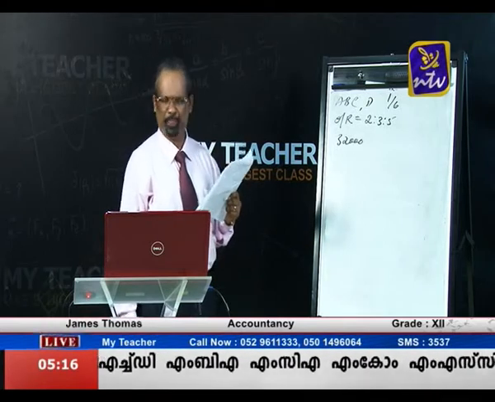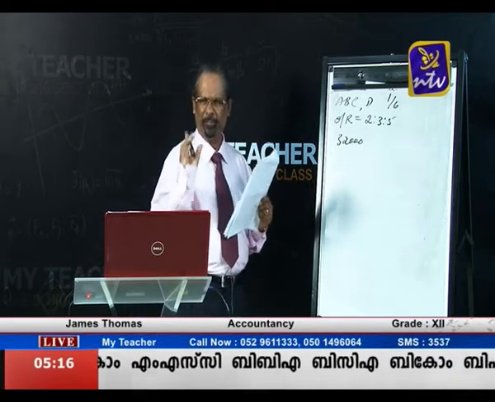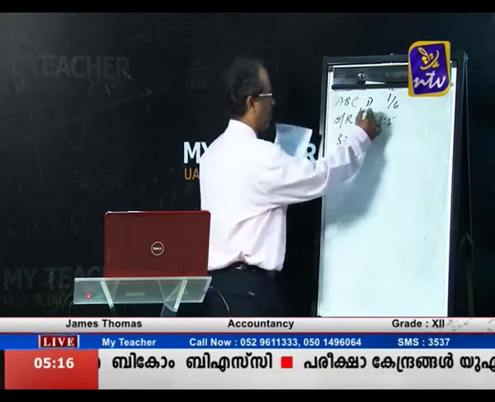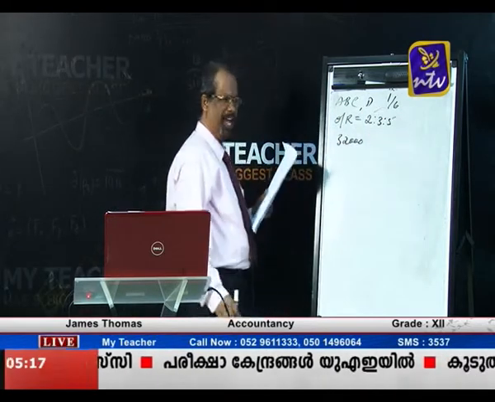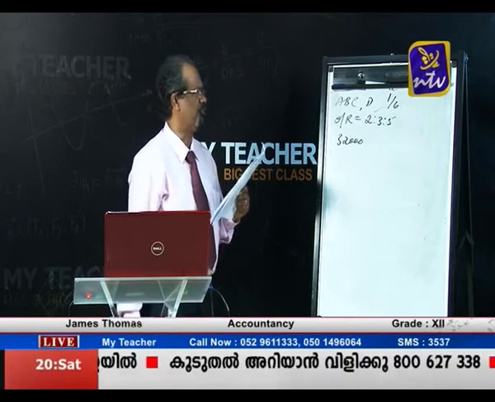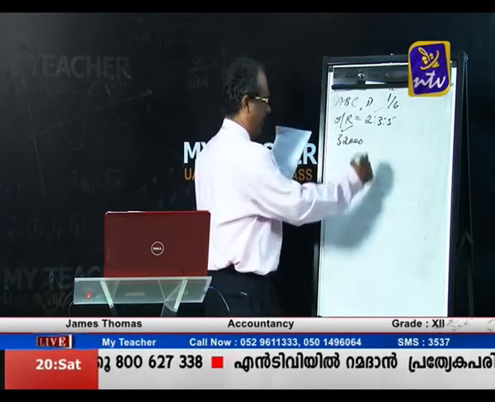So once again I will repeat this question. In brief, I am giving the points. A, B, C are partners. Their old ratio is given, that is 2:3:5, and they are going to appoint a fourth partner D for 1/6 share in future profits, and D is contributing capital of 32,000.